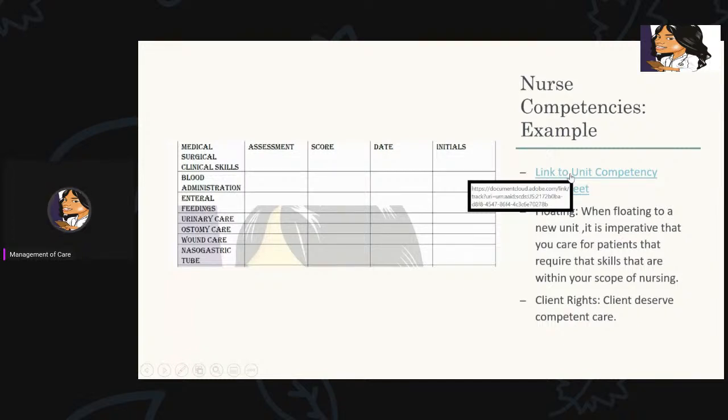So I know a lot of nursing students have not worked in the hospital yet. To get familiar with the different skill sets for each floor, use this link to the unit competency worksheet to research some of the things that you will be expected to do if you are floated to these units. Okay, it's an active learning template, and I think you'll like it. Because remember, when we speak of clients' rights, our clients deserve competent care. So don't float to a unit and start doing skills that you know you're not familiar with.